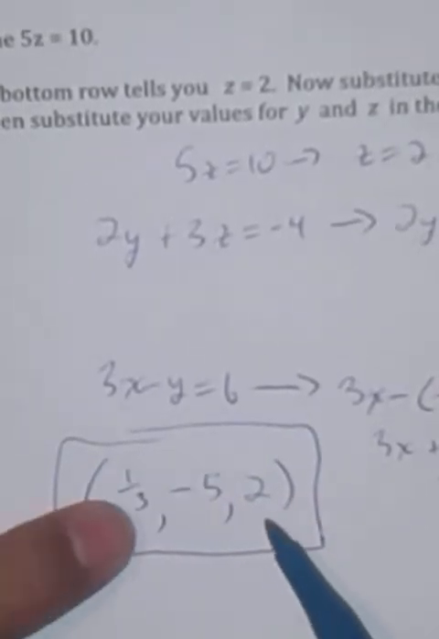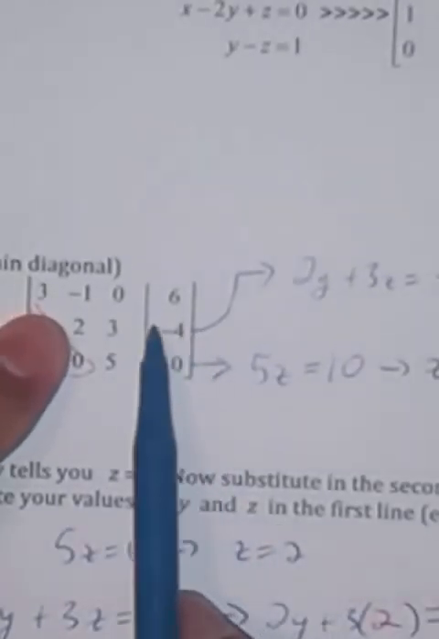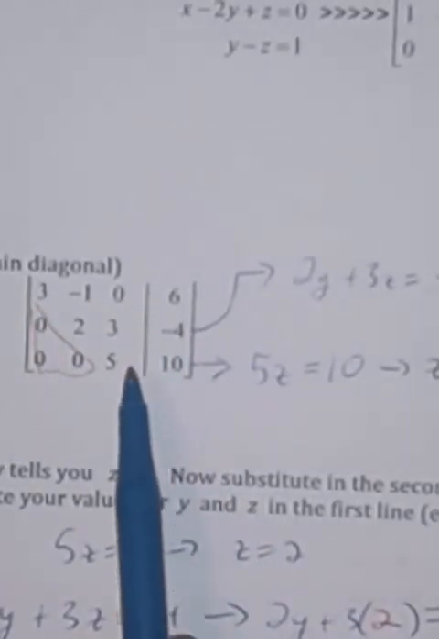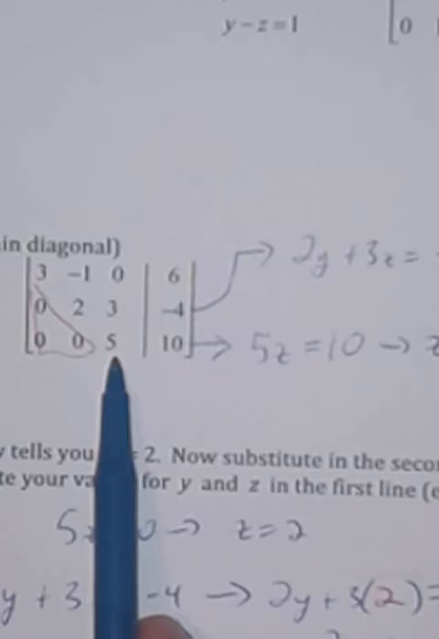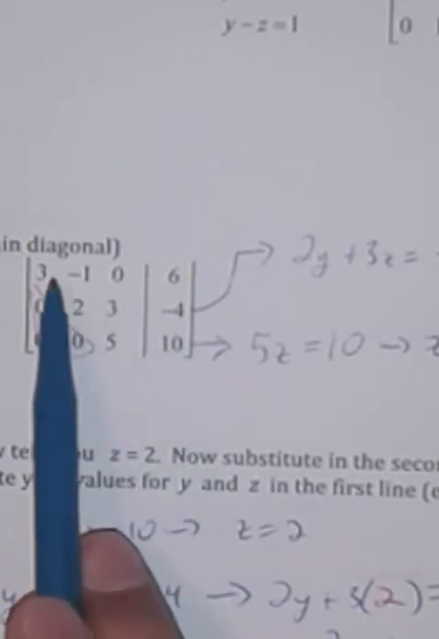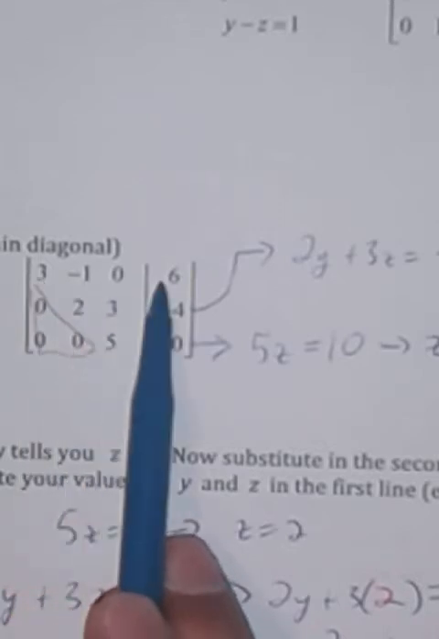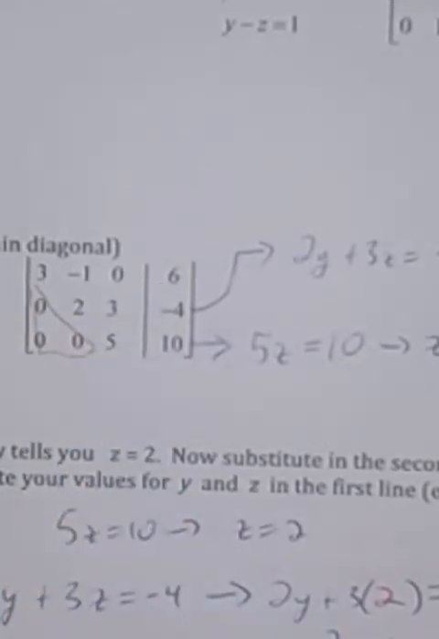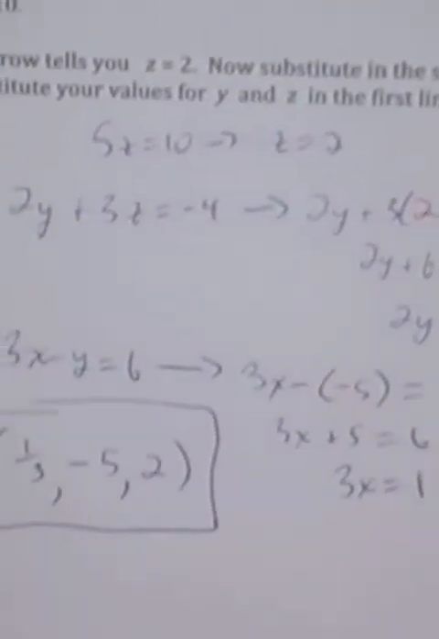And I can check my solution by plugging it into my system, right? And I know what the system is. It's 5z equals 10, 2y plus 3z equals negative 4, and 3x minus y equals 6. Okay, and just plug it into each place, and it should give me a true statement, assuming it's the right answer.